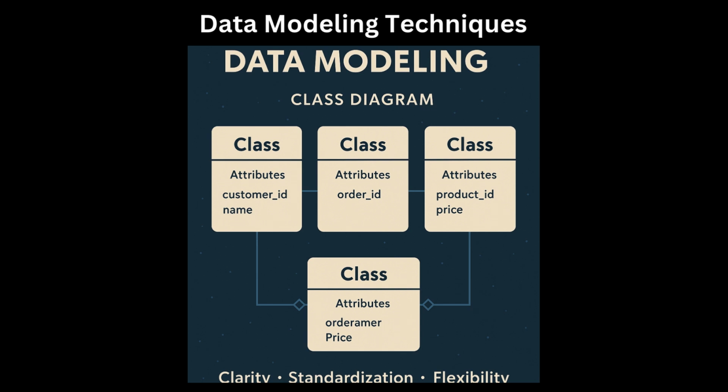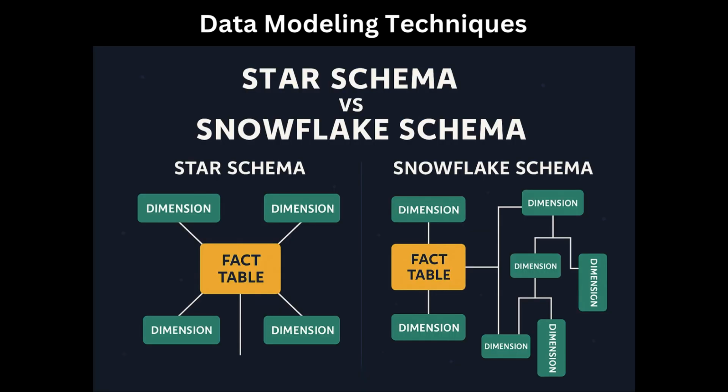Flexibility. UML is adaptable to various types of systems and projects, whether you're modeling a small database or a large enterprise application. By leveraging UML for data modeling, you ensure that your design is structured, scalable, and easily understandable, allowing teams to collaborate more effectively. Now, let's move on to another critical technique in data modeling: star schema versus Snowflake schema.